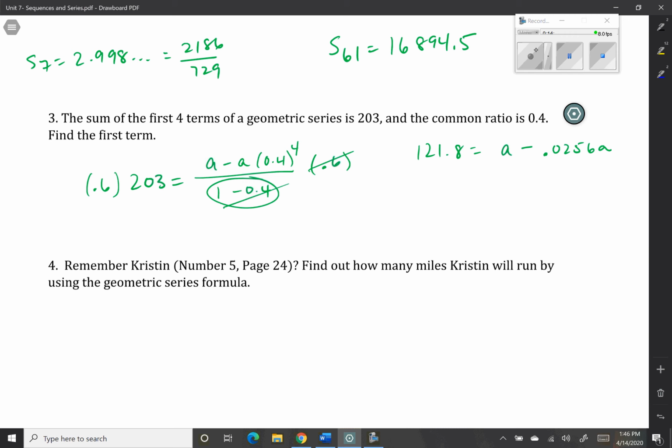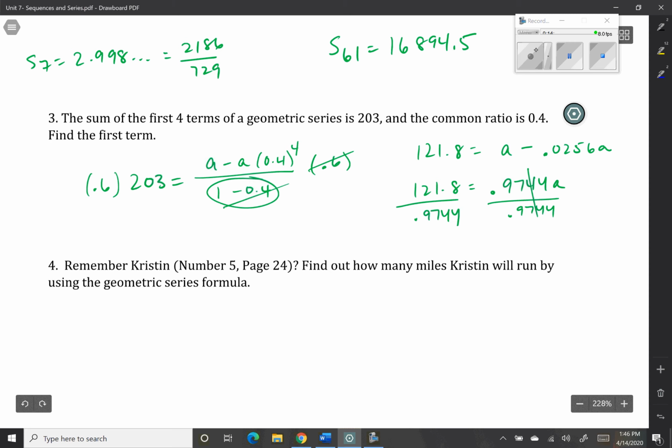Combining like terms, 1 minus 0.0256 is 0.9744a, divided by 0.9744, and now I know what a is. So 121.8 divided by 0.9744, and we get an a value there of 125. This is something that comes up on the Regents all the time, so it's a good thing to look at.